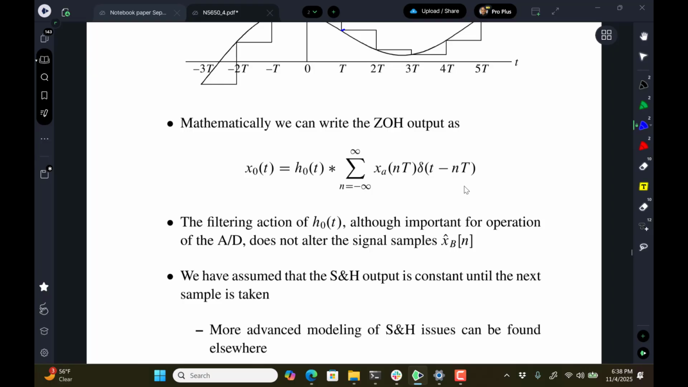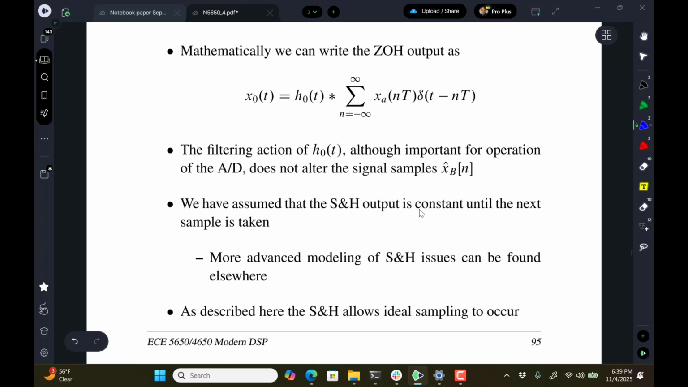It might droop. When I say droop, I mean it might not be able to hold it. It might kind of drizzle off a little bit and cause some error. But the next simpler model is just to assume that it's pretty close to perfect, and if it's pretty close to perfect, it really doesn't alter things. So unless you want to do a more advanced modeling of the sample and hold, we'll just assume that it's constant until the next sample, and we don't have to worry about it anymore.